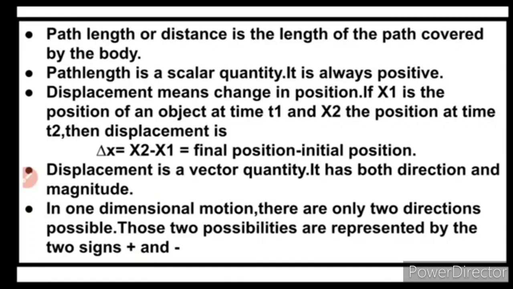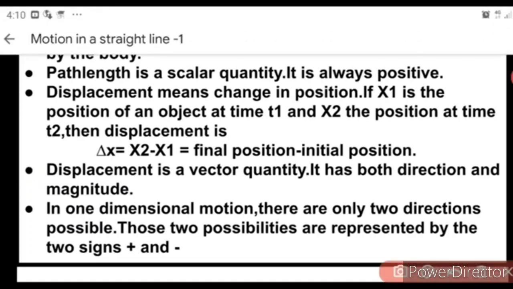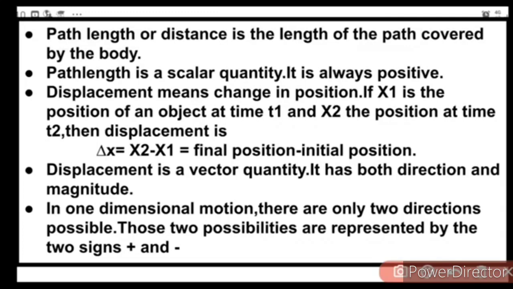Here we discuss the two terms path length and displacement. What is meant by path length? Path length means the length of the path covered by the body. It is otherwise called distance. So path length or distance, we can use any term, no problem, and it means the length of the path covered by the body.